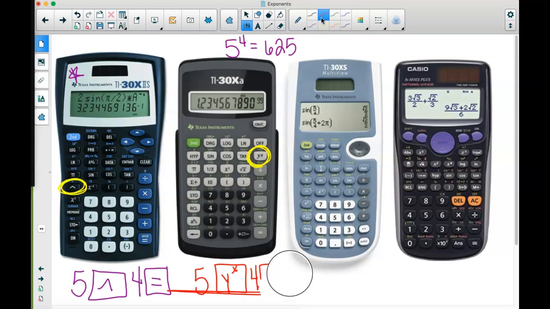Let me fix that. That's supposed to be an equal sign.